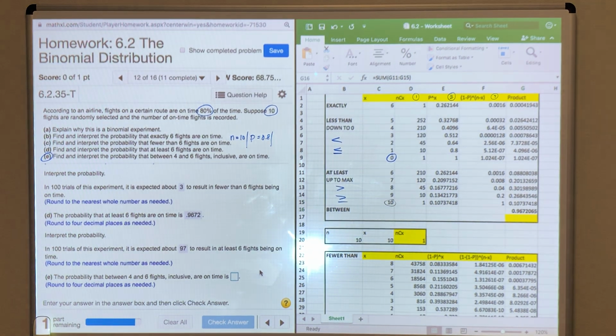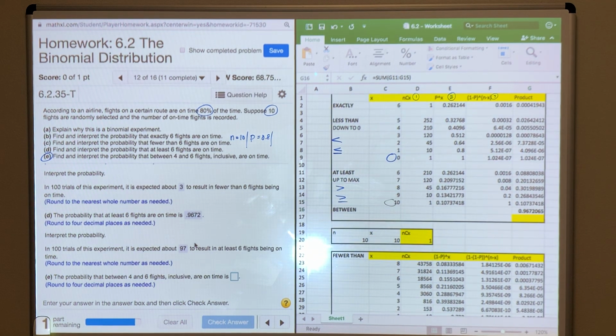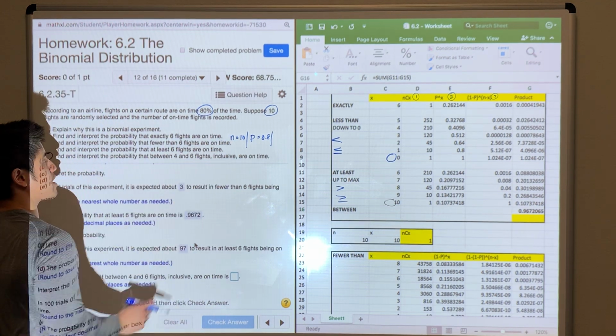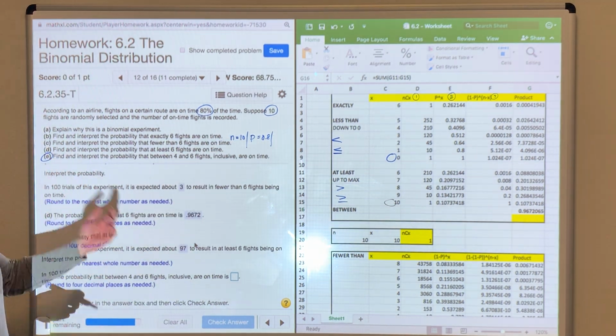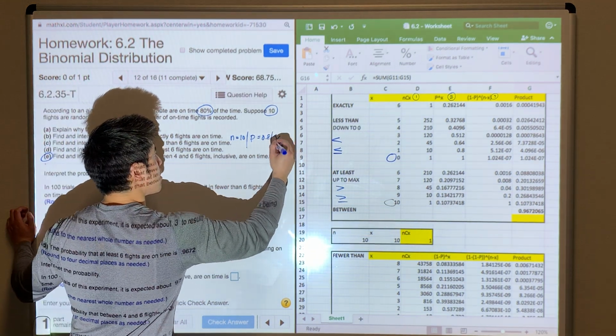between 4 and 6, inclusive, are on time. So what we have here is we need to set up our problem. Is the n the same? Yes. Is the p the same? Yes. What would be my x?